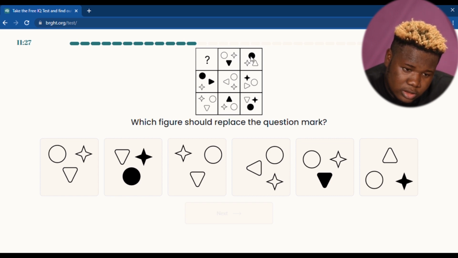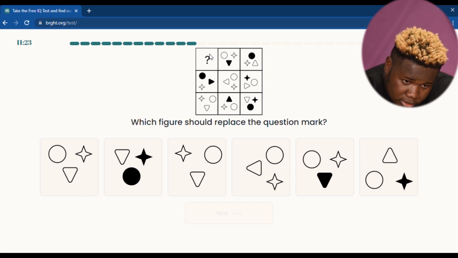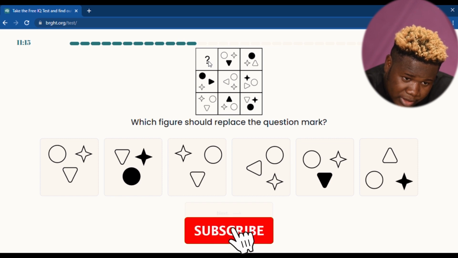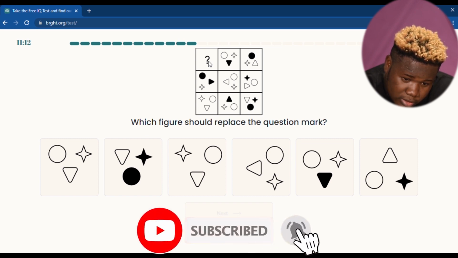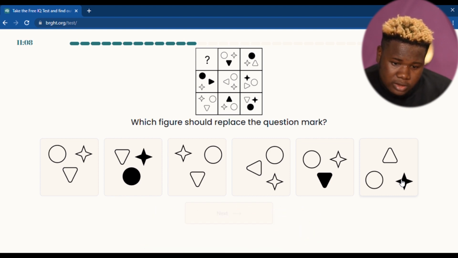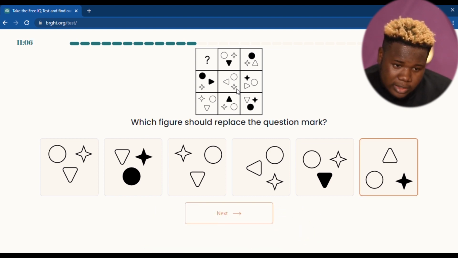Okay, this shaded. So I'm guessing the star should be shaded here, but can't be at the middle because it's like anti-clockwise. Oh, I'm being stupid. Okay, I think I'll just go with this. Okay, because it's like clockwise, so it's rotating, whatever.